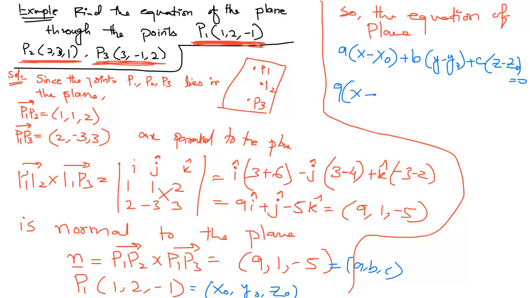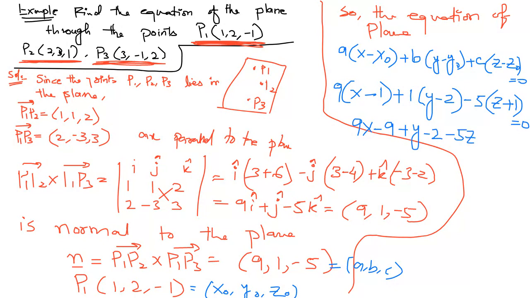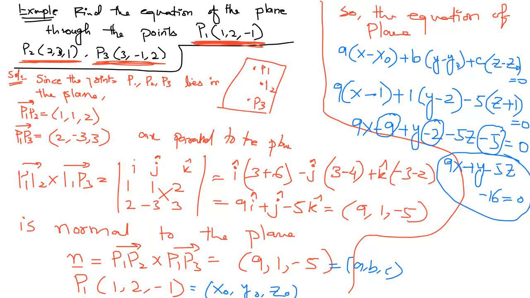a is 9, (x minus 1), plus b is 1, (y minus 2), minus 5, (z plus 1) is equal to 0. So that is equal to 9x minus 9 plus y minus 2 minus 5z minus 5 is equal to 0. So that is equal to what? 9x plus y minus 5z, and minus 9 minus 2 is minus 11, minus 11 minus 5, that is minus 16, is equal to 0. So this is the equation of the plane.